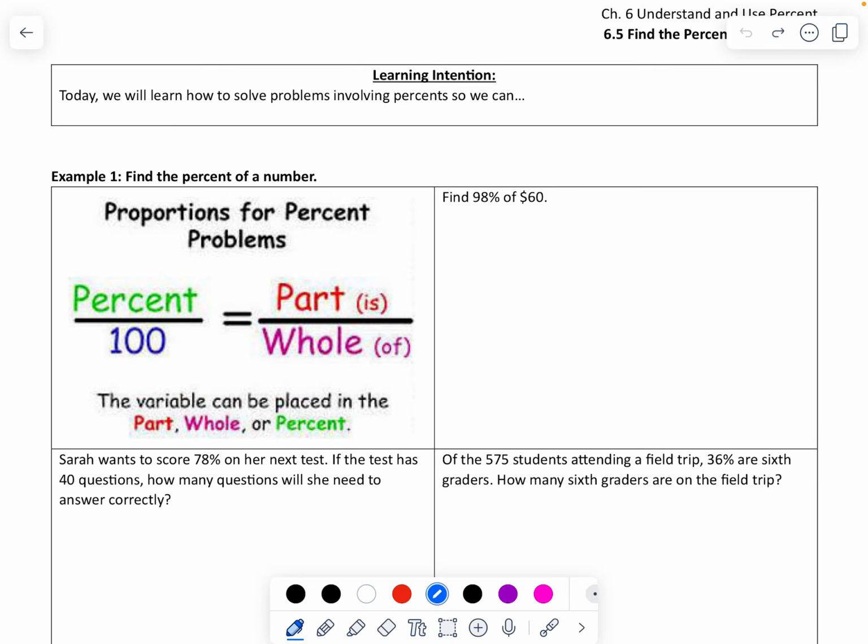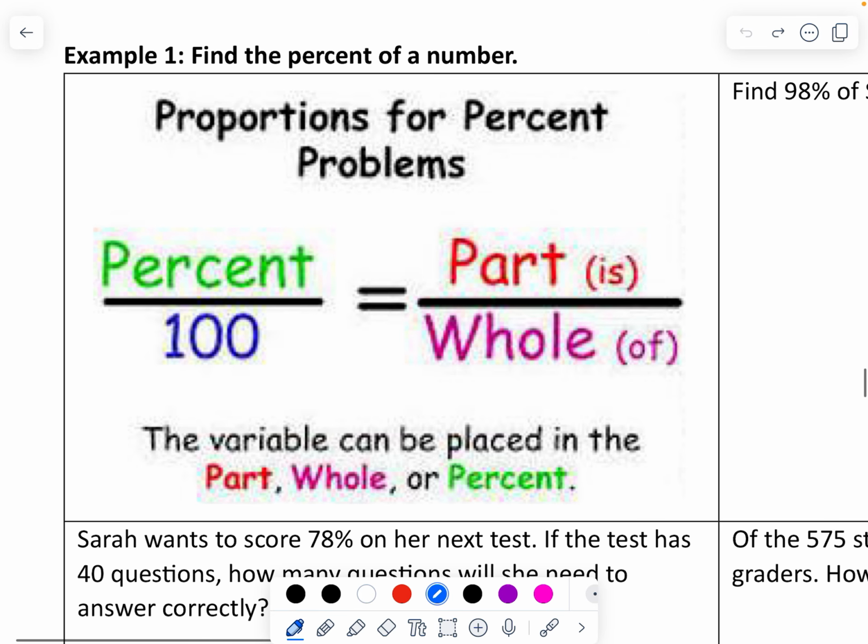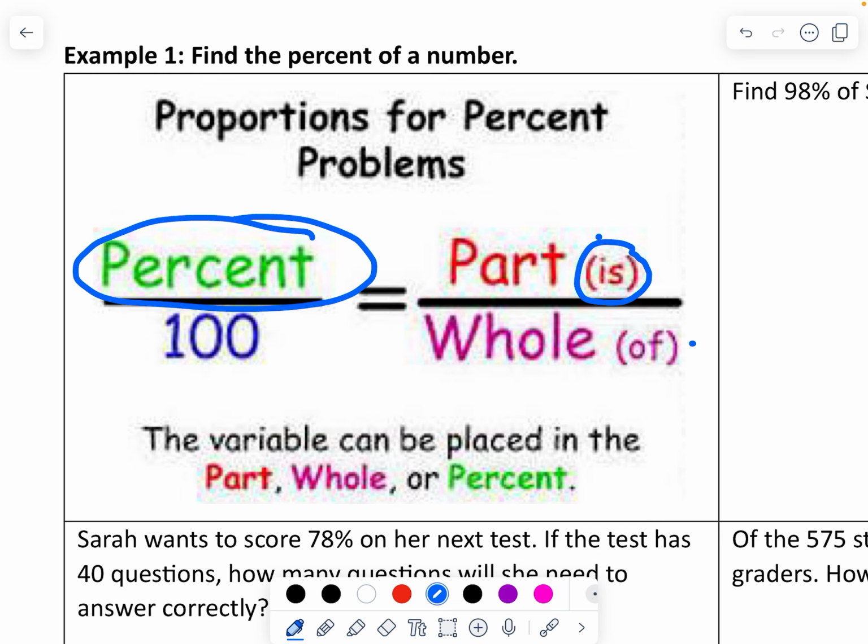Okay, so this says percent over 100 equals part over whole. So remember, your percent is always out of 100. And then on the right, we're going to have the part and the whole. And then the part, if you see the keyword is, that's the part. And if you see the keyword of, that means whole. So it says the variable can be replaced in the part, whole, or percent. The 100 stays there every single time.